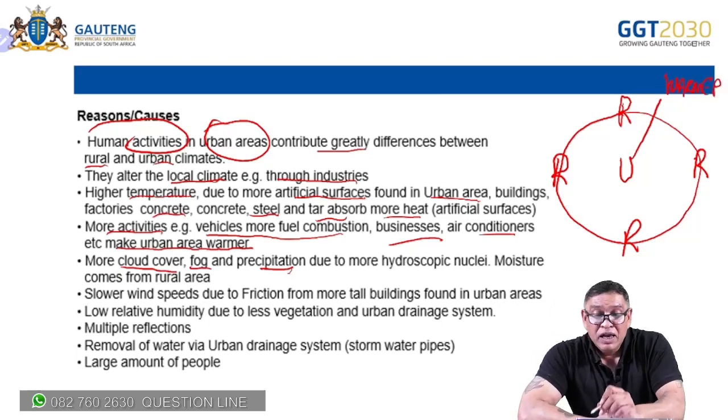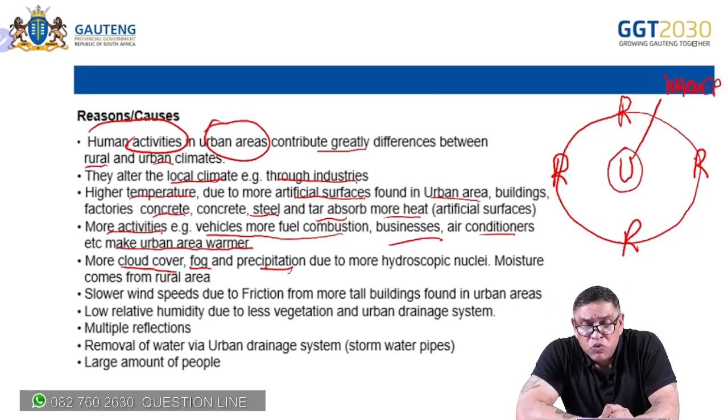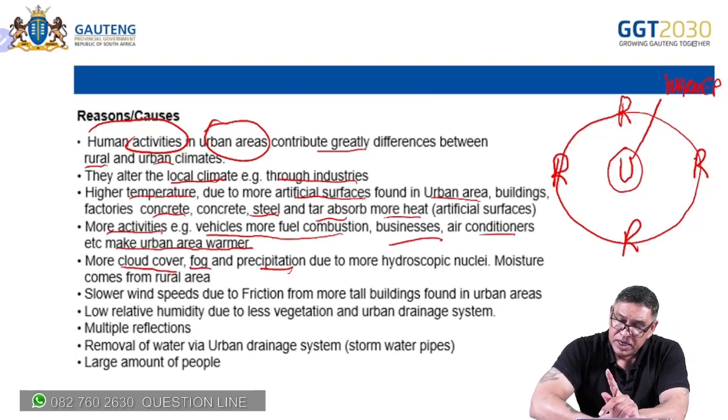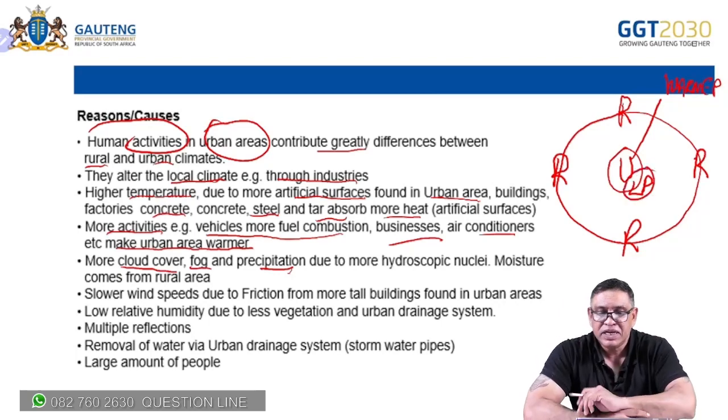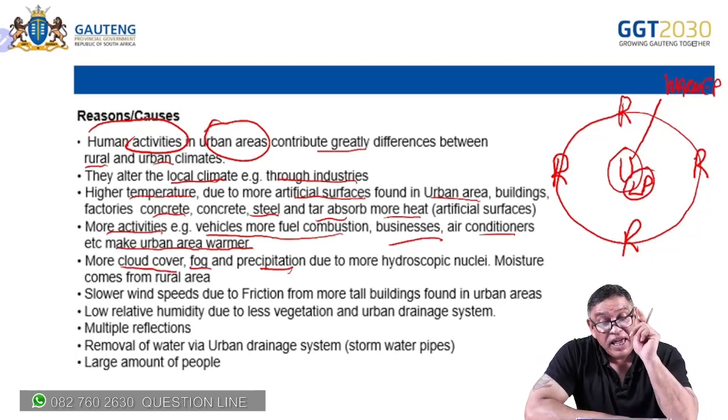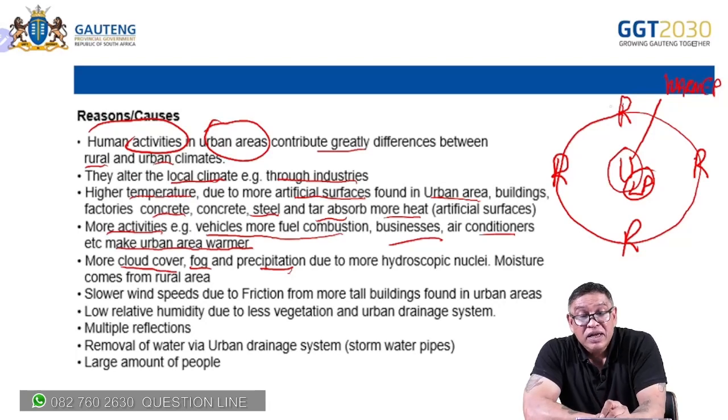Okay, so if the urban area is warmer in relation to the rural area, it's going to have a lower pressure, isn't it? And if the rural area is colder, it's going to have a higher pressure. Higher pressure. Can you see?